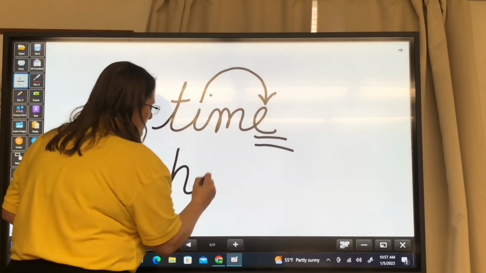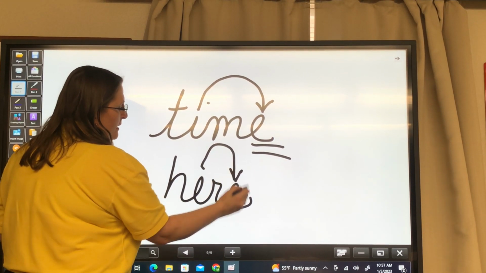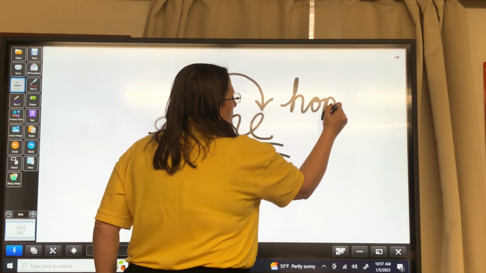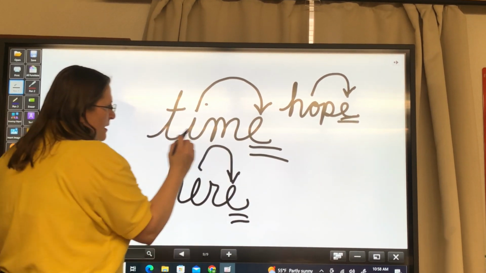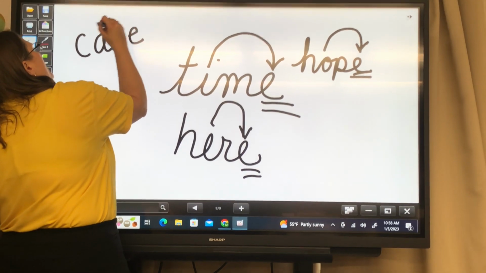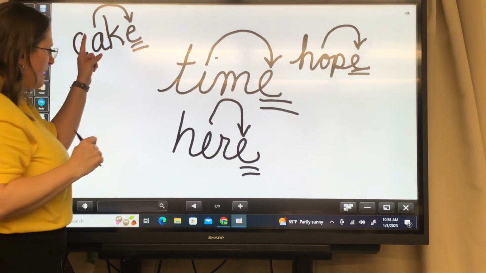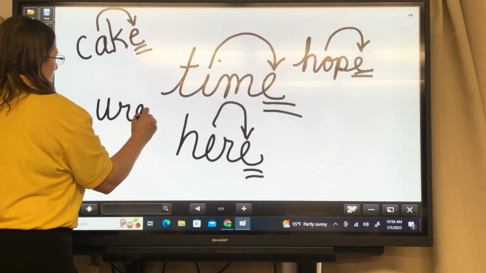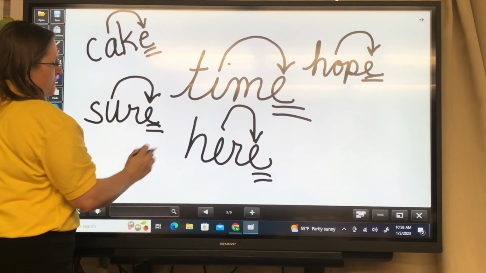Yes, and we can do the same here, right? E says E because of the final silent E. Double underline. We can say hope. O says O because of the final silent E. What would be A? Cake. Awesome. A says A because of the final silent E. Okay. A, E, I, O, U. U says U because of the final silent E.